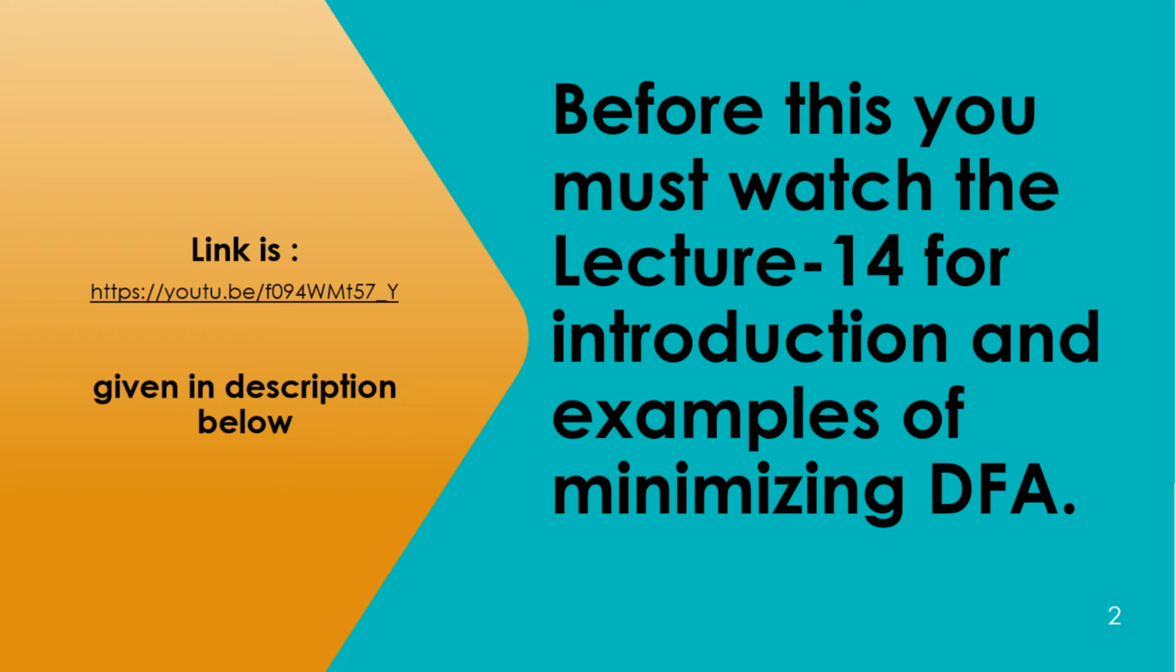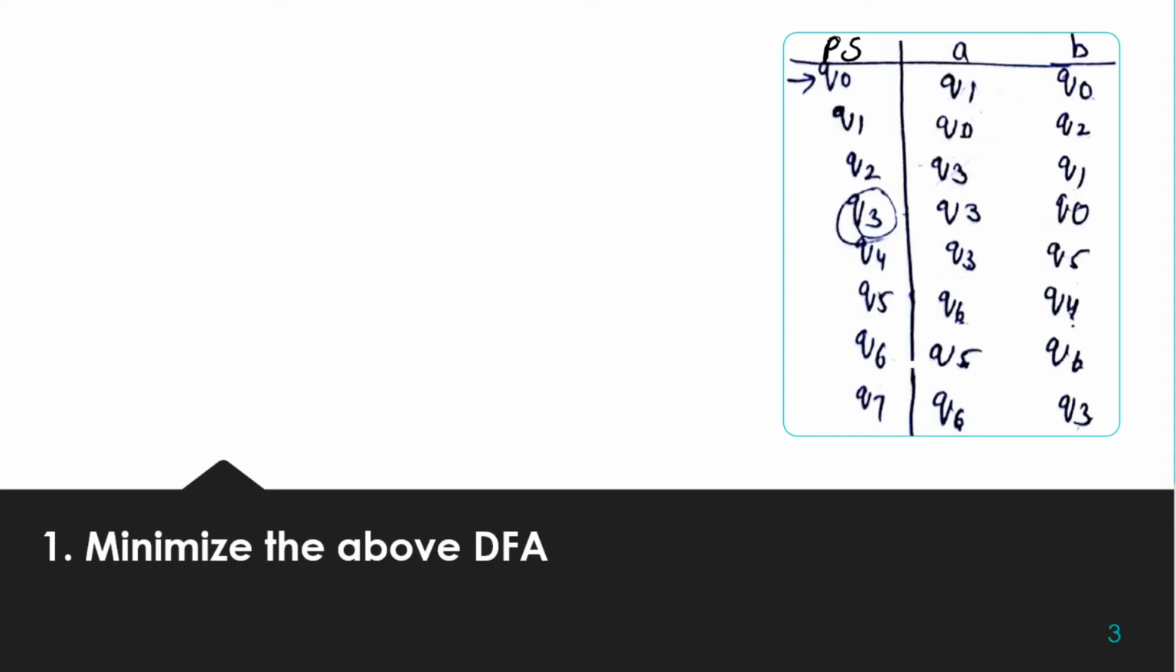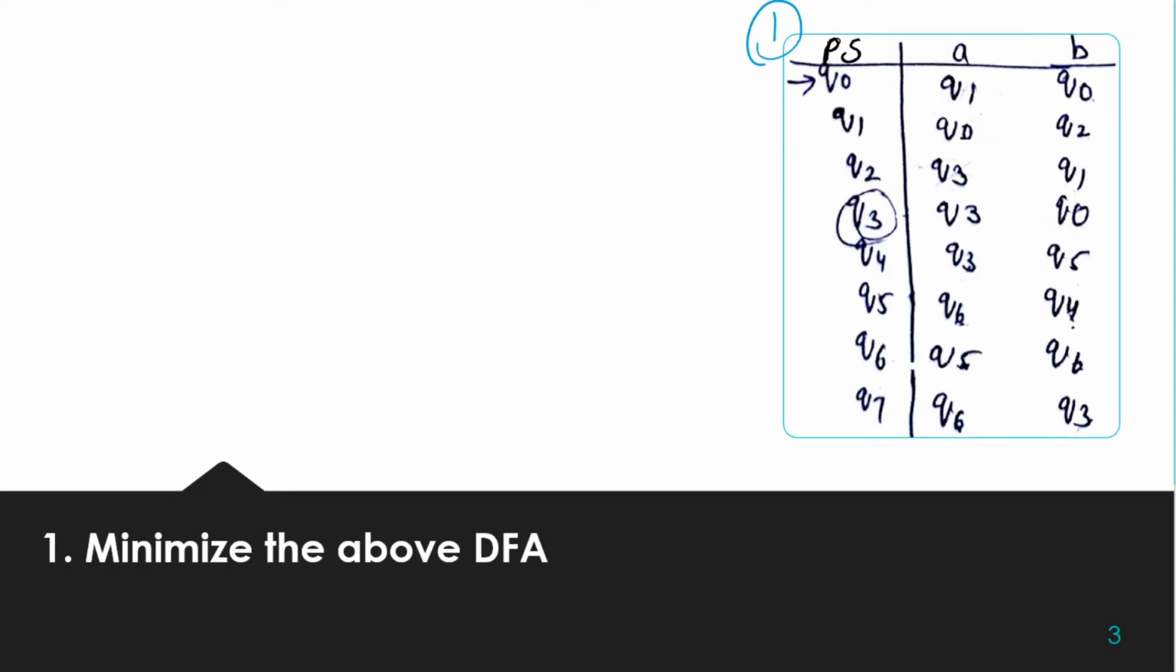Starting with the examples, we are going to cover two examples in this session, and the rest we will leave for your practice. If the two examples are clear, then you can solve any example of the same type, meaning minimization of DFA. Why we need to minimize our DFA, we have already covered in the same lecture, lecture number 14. So first example, we have the minimization of the above DFA. This is our first example that we are going to solve today.